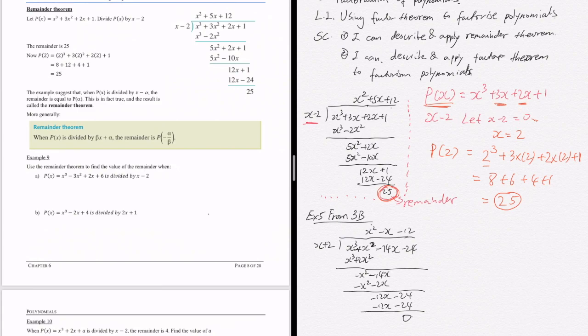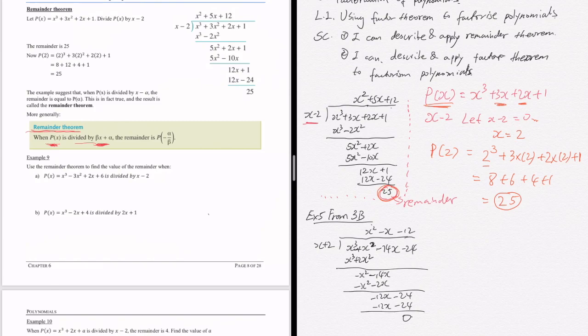So go back to our booklet. You see here the remainder theorem. If p of x, that's my polynomial function, that is my dividend as well, is divided by beta x plus alpha, that's my divisor, the remainder will be p of negative alpha over beta.